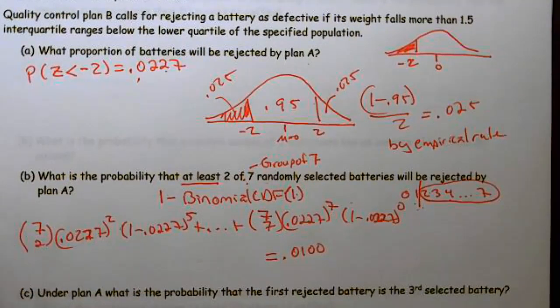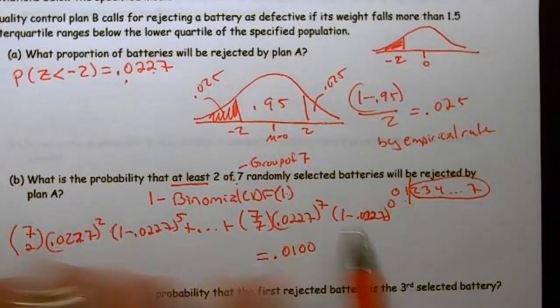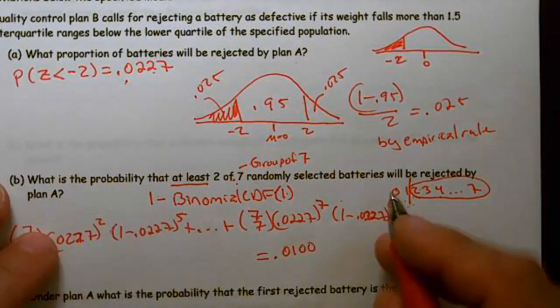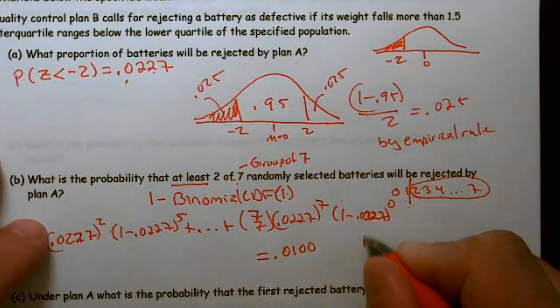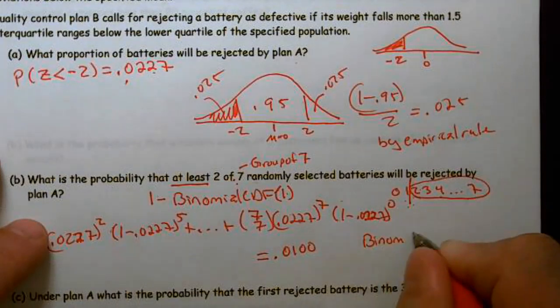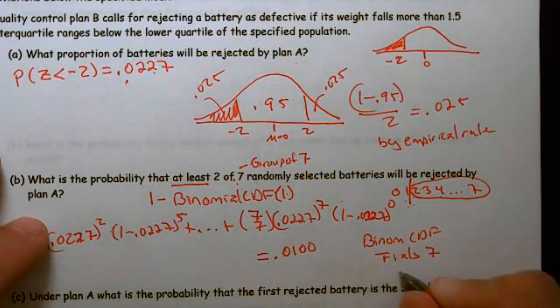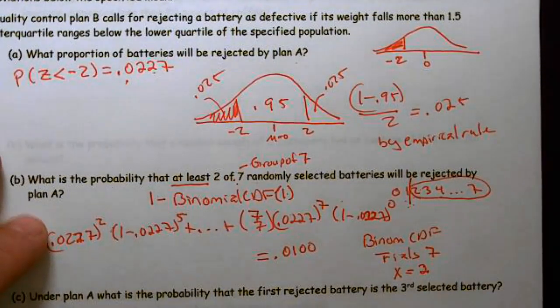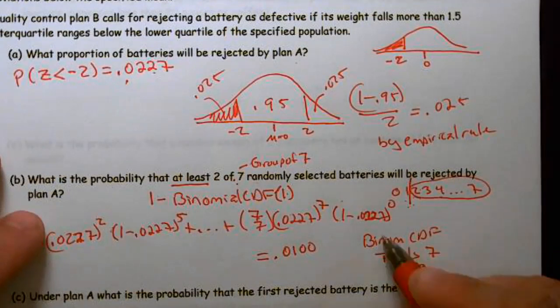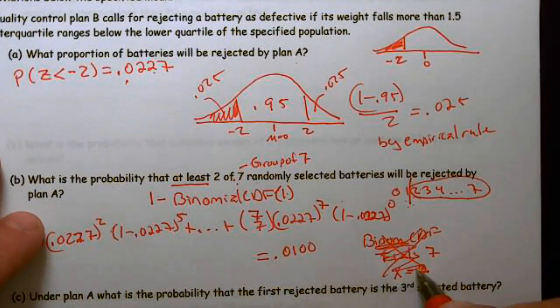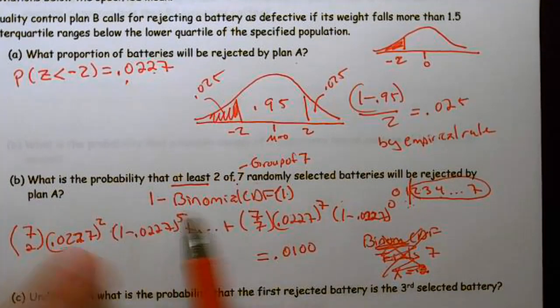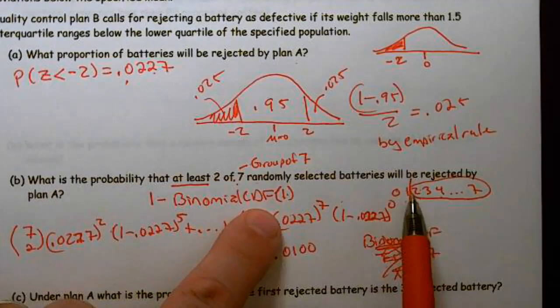Now, a couple things are really important to know: show your work and make sure that you're subtracting out what you don't want. Once again, this was a binomial CDF. Okay, so ignore what I just said there. Once again, 1 minus the CDF of 1, because that's what we're subtracting out.